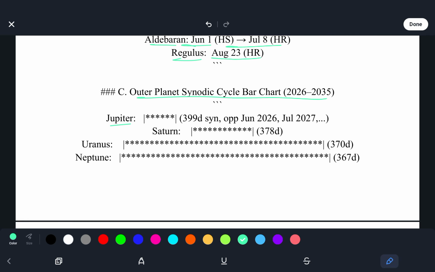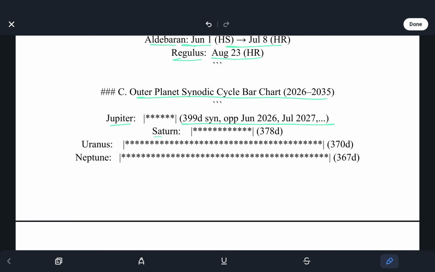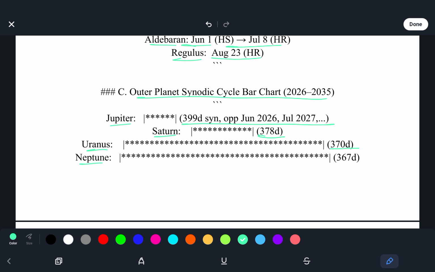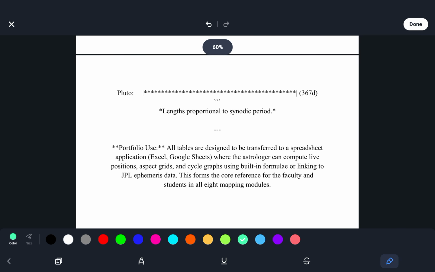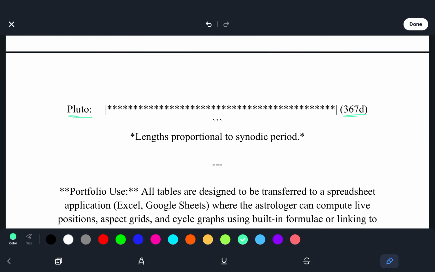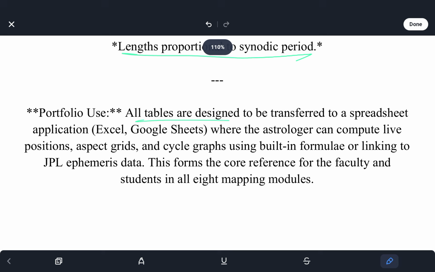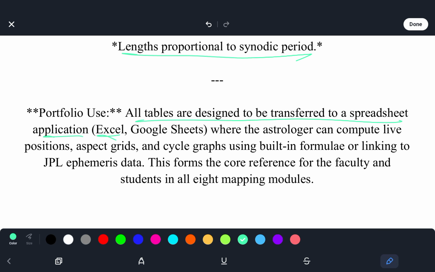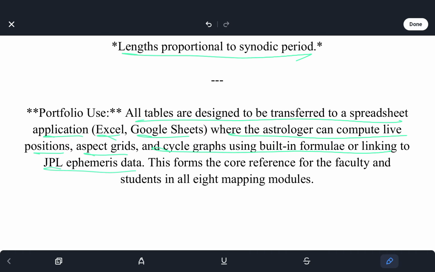We see Jupiter, which is 399 days, synodic opposition in June of 2026, and so forth. And we see Saturn is 378 days, Uranus is 370, Neptune is 367, Pluto is 367, and lengths proportional to synodic period. All tables are designed to be transferred to a spreadsheet application like Excel or Google Sheets, where the astrologer can compute live positions, aspect grids, and cycle graphs using built-in formulae, or linking to JPL ephemeris data.